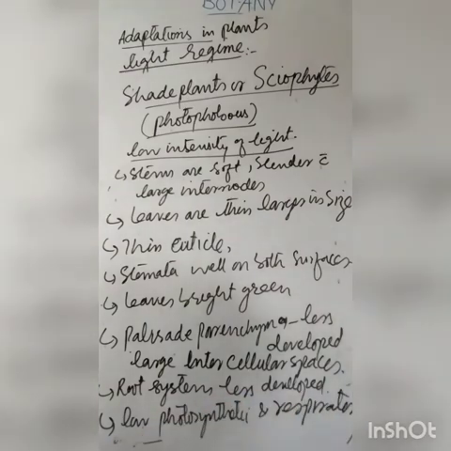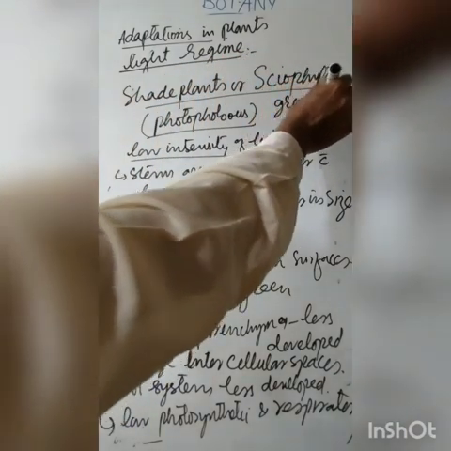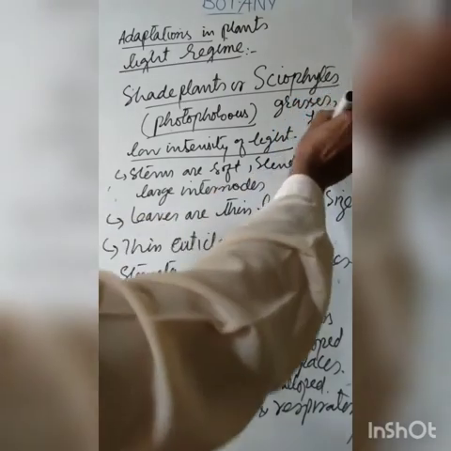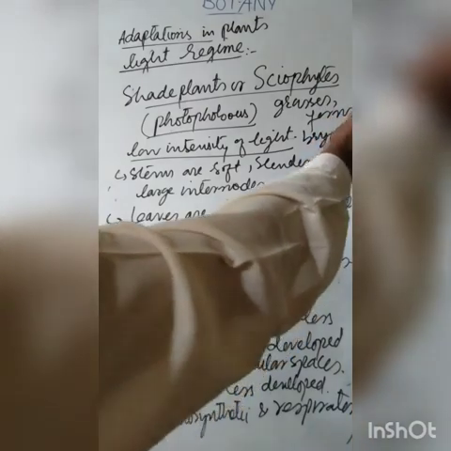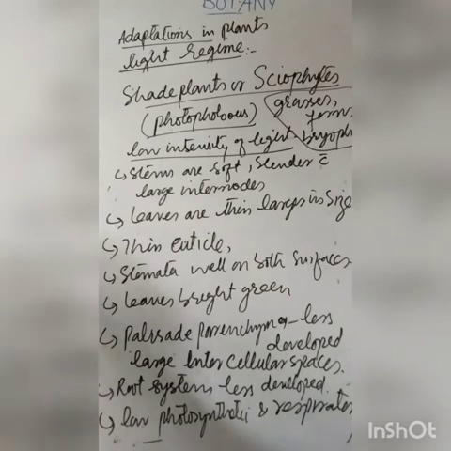They have low photosynthetic and respiratory activities, and mostly these are small grasses, and there are some ferns and bryophytes. These are shade-loving plants.